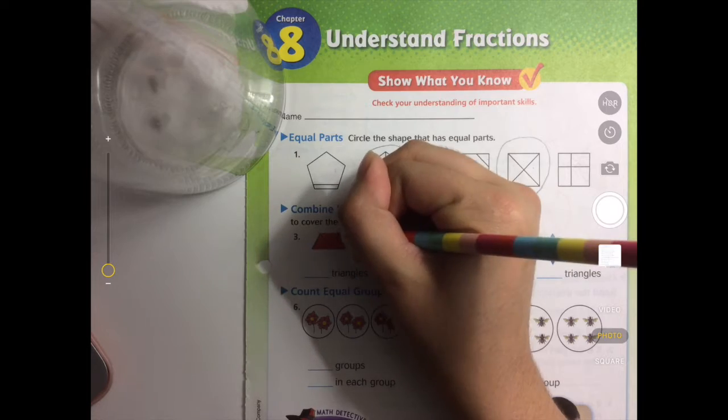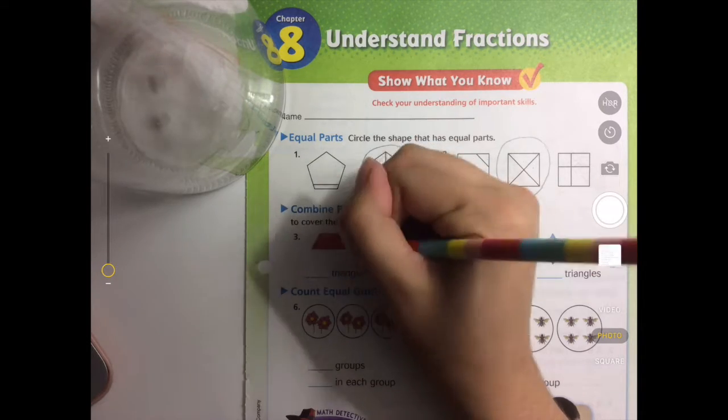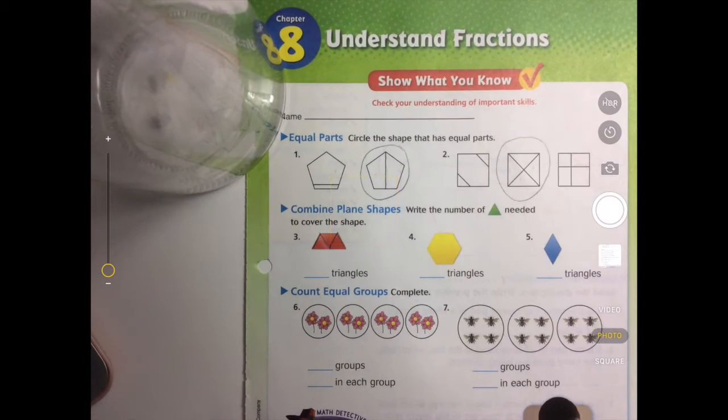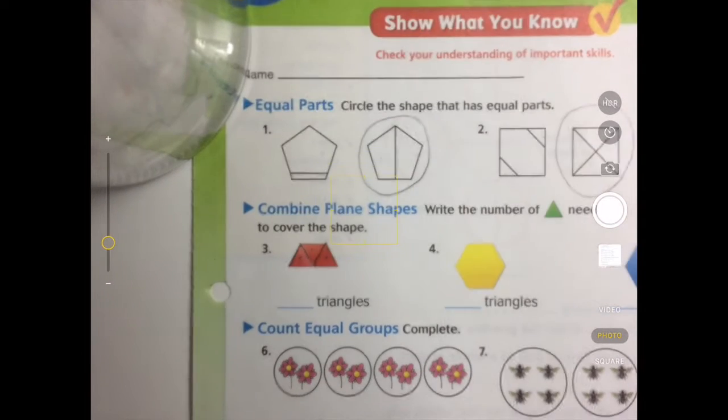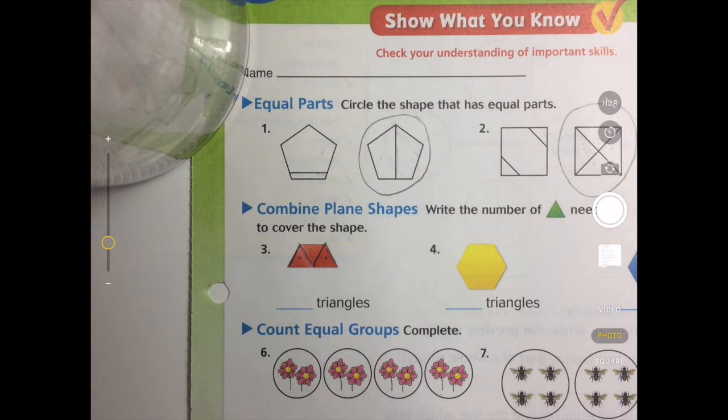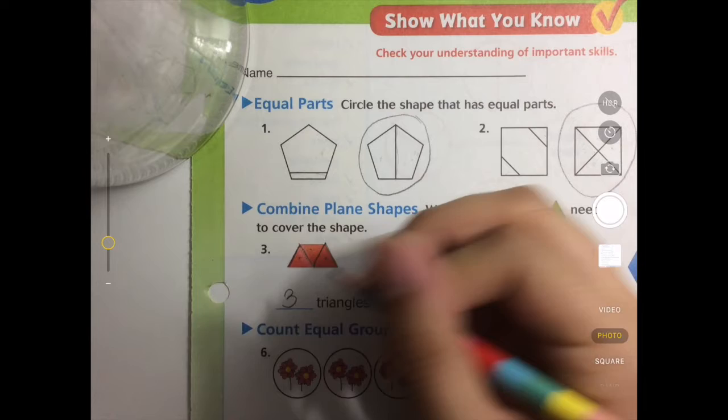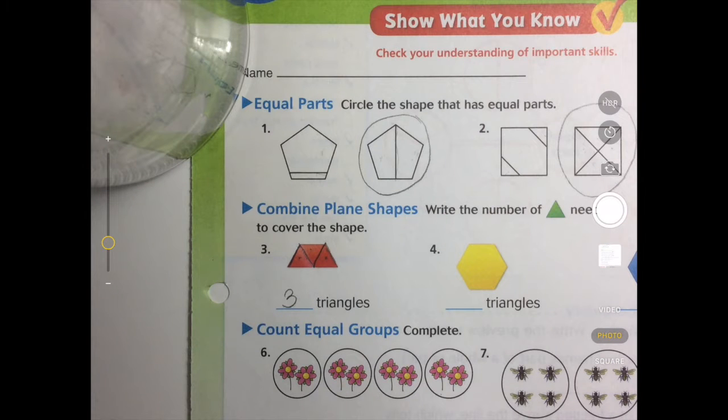So I have 1 triangle there, I have 1 triangle there, and then that makes 1 more right down here. So it looks like 1, 2, 3 triangles would make up the shape, and there are 3 equal shapes of triangles. Let me bring this in a little bit closer. Perfect. So as you can see here, 3 triangles make up this shape.